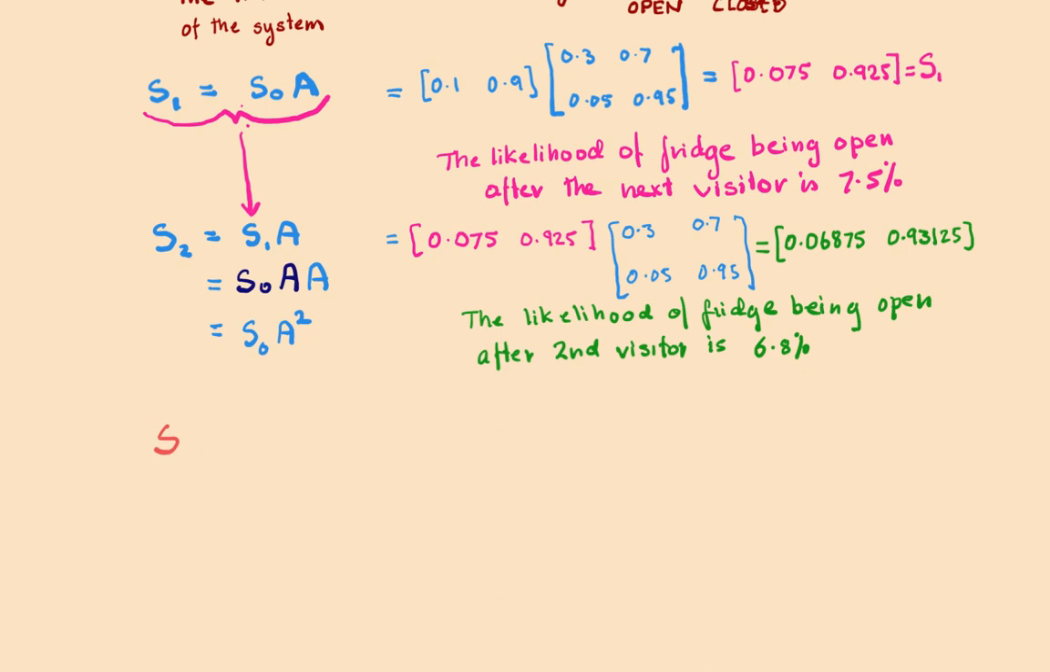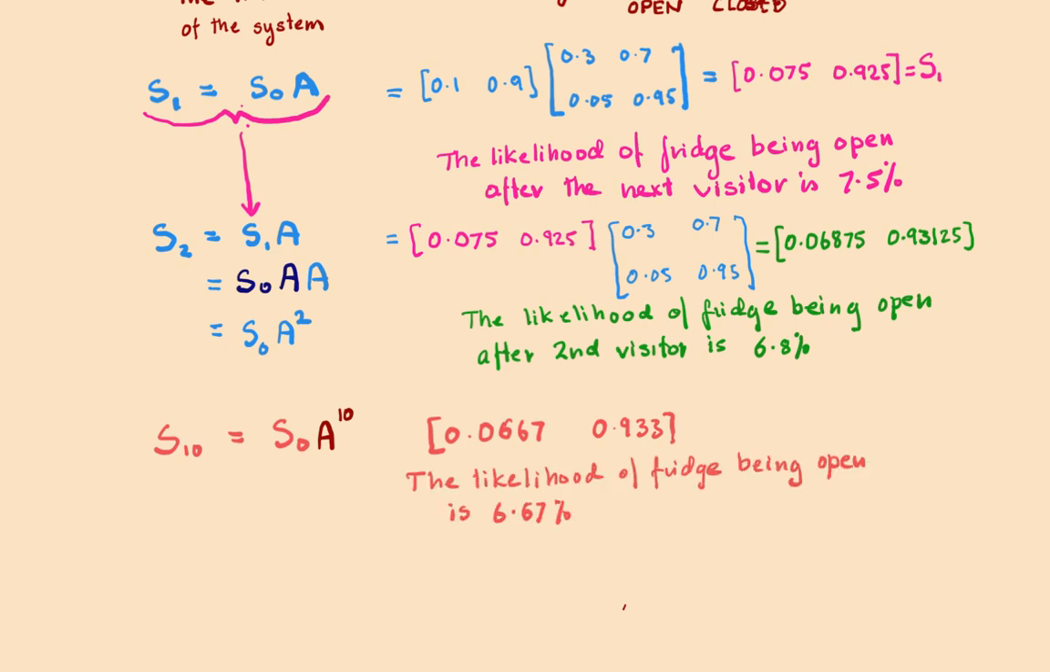To predict the probability of the fridge being left open after the 10th person comes in, we would use the initial state multiplied by the transition matrix to the power of 10. And so the likelihood of the fridge being open after the 10th person visits it is going to be 6.67%. So Jess's concern that the problem is getting worse is not justified, because the likelihood of the fridge being open after the 10th visitor is diminishing rather than increasing.